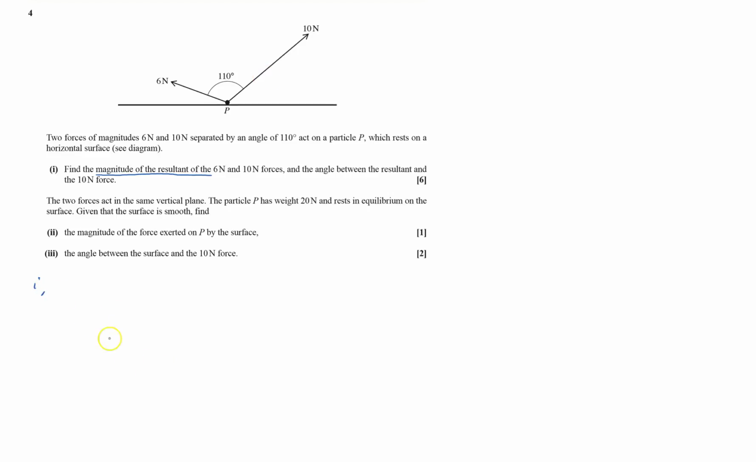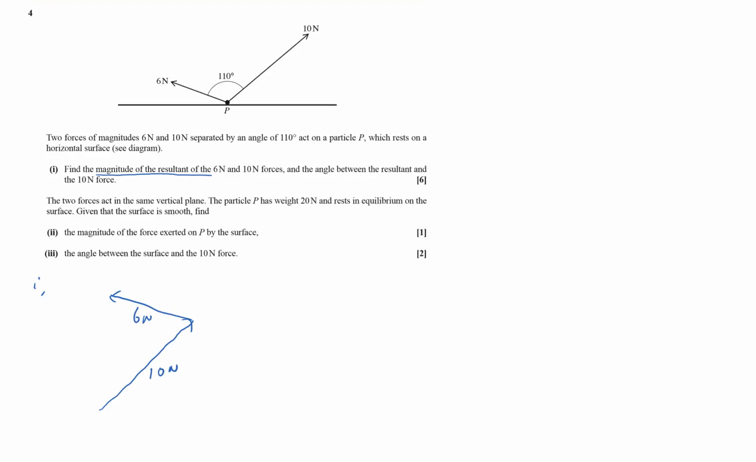So for part 1, I'm going to start off by drawing the 10 Newton force. Try to draw it exactly the same angle as I had up there, and that's 10 newtons. And then I've got to work out the resultant, I've got to stick the 6 Newton arrow onto the end of this one. And so I'm going to try and make it parallel, so that's going to go something like that. And that's 6 newtons.